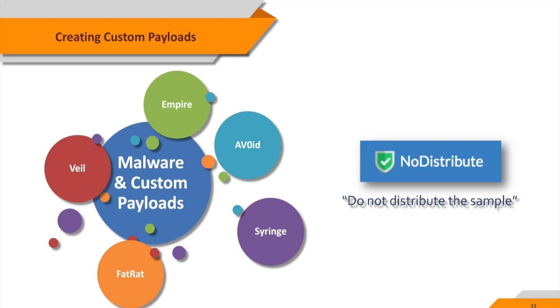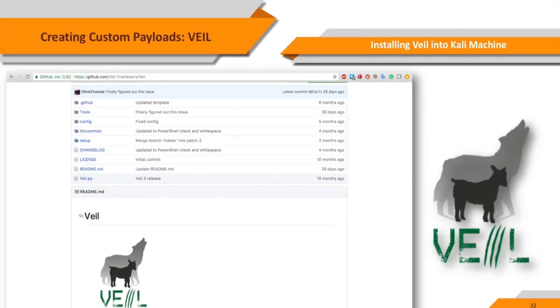There are open source and free tools to create your own malware and payloads such as Veil, Avoid with a 0 instead of an O, Syringe, FatRat, and Empire. Now you will see how to create a custom payload using Veil framework.